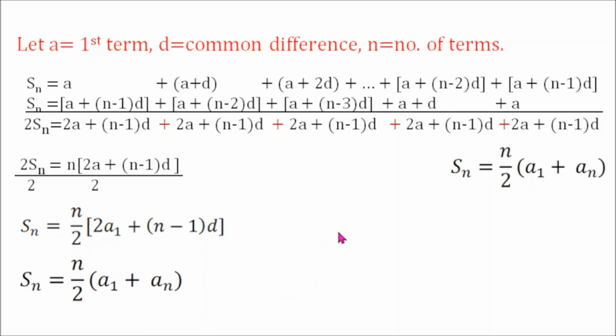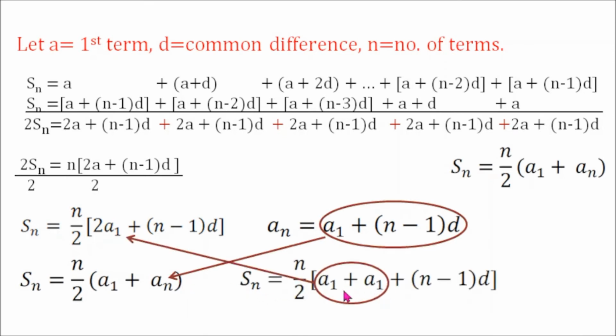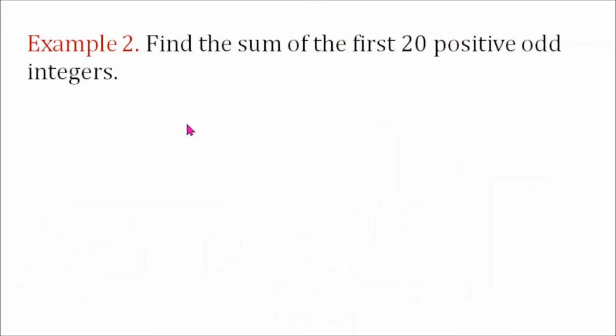How? We know that the formula for finding the nth term in an arithmetic sequence is a sub n equals a sub 1 plus the quantity n minus 1 times d. Now substituting this to our a sub n here, this is what we will get. And notice that a sub 1 plus a sub 1 is equal to 2a sub 1. So these are our formulas. Now for me, it's easy to use the first one because we will just find the first term and the last term, then multiply the sum by n over 2. Now let's do an example.